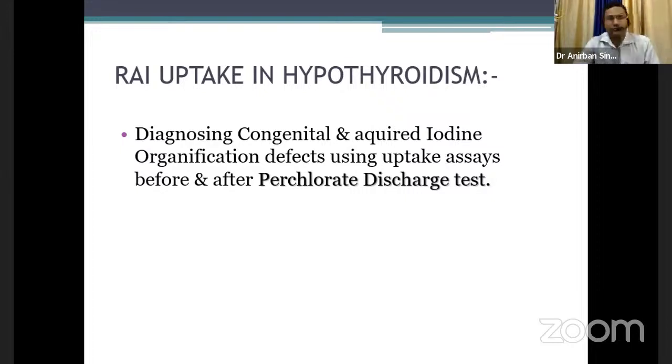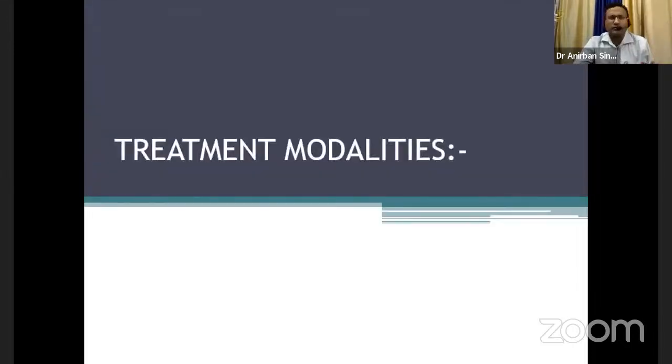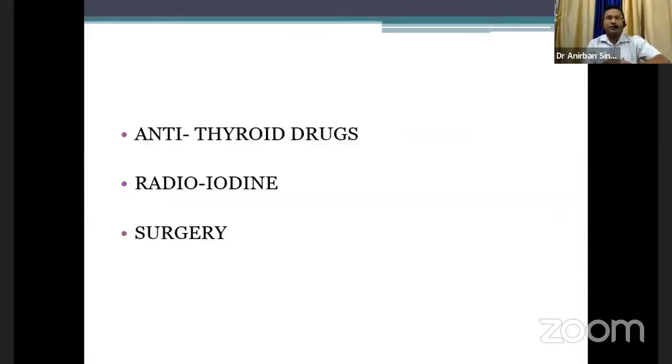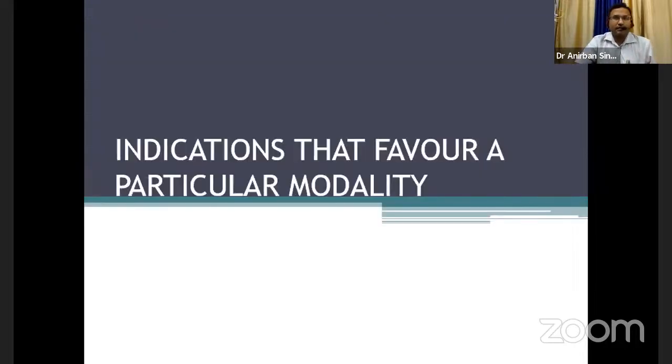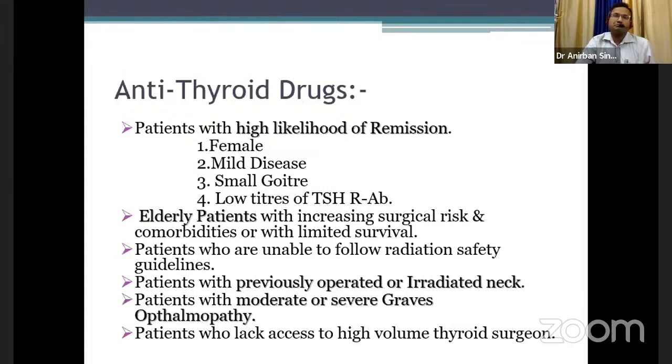We can also go for a peripheral resistance test, but it is not commonly done, so I'm not going into details. What are the treatment modalities? We have surgery, antithyroid drugs and radioiodine. For patients with high chances of remission, it is better to go for antithyroid drugs because we can recover mostly after 2 years. The patient stops the treatment and it resolves, mostly on its own.